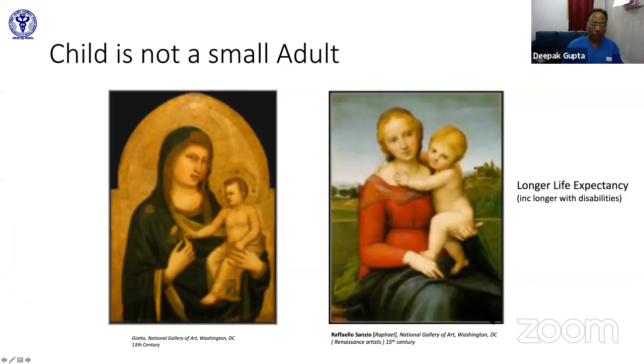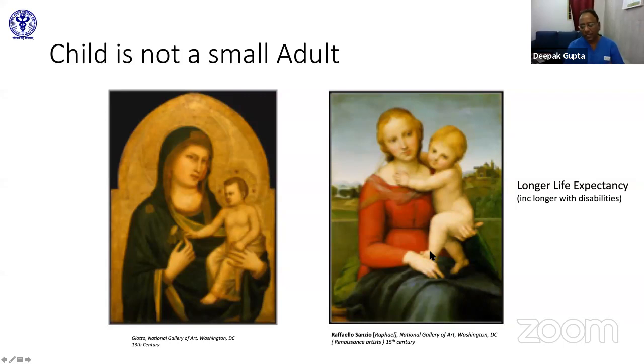The problem is most of the clinicians or the end care providers who are giving care to these children with traumatic brain injury consider them a small adult, while the actual truth is that a child is not a small adult. If you look at the 5th to 7th century old paintings, the children were portrayed as miniaturized adults. But if you look at the 15th century painting of Madonna and child, the child is portrayed like a child with a large head, large belly, and small limbs.